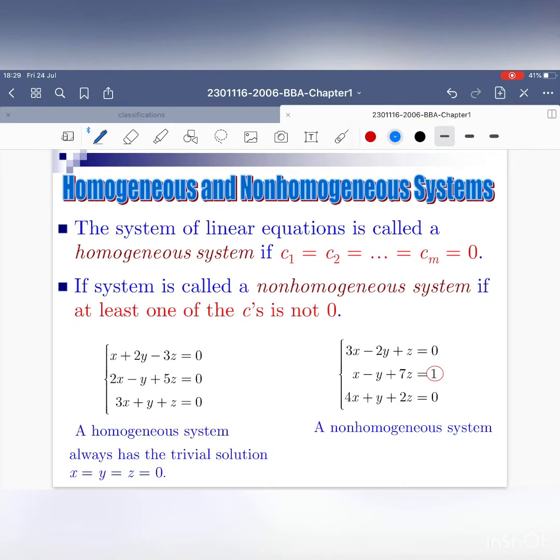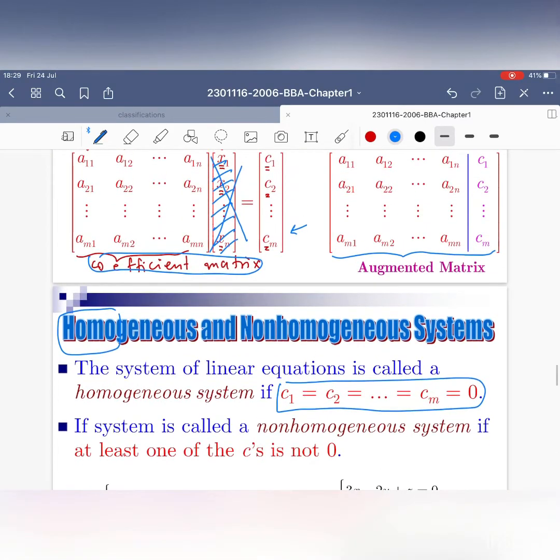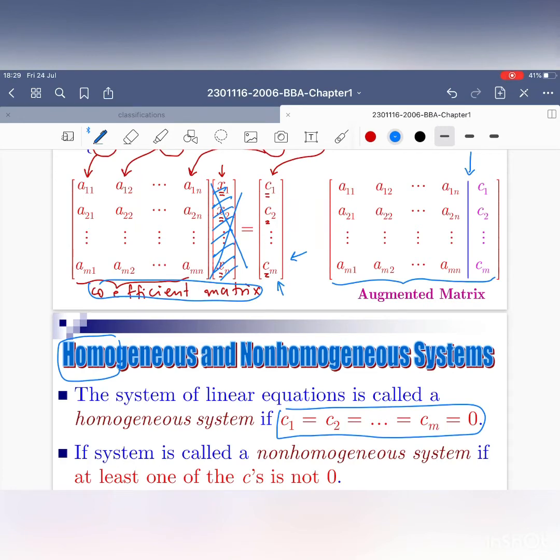The first one is the so-called homogeneous. For homogeneous, it means that your C, the constant matrix on your right hand side, are 0. It must be each and every one of them. If the system has its right hand side equal to 0, we call it homogeneous. You see, homo means single, genus means type. So you have a single type, each and every one equals a single value 0.